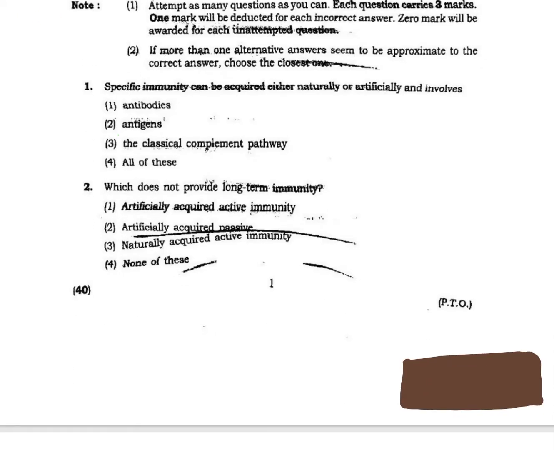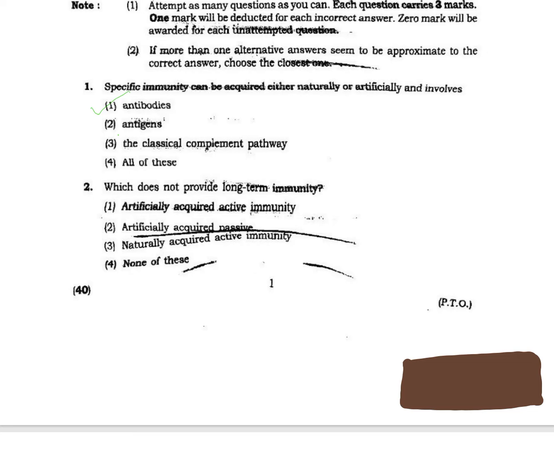Question number 1 says, the specific immunity can be acquired either naturally or artificially and involves: option 1, antibodies; 2, antigen; 3, classical complement pathway; and 4, all of these. The correct one is the option antibodies. The antibodies are responsible for the specific immune response, while the antigens are the molecules which elicit the formation of the immune response, and the classical complement pathway is the non-specific immune response.